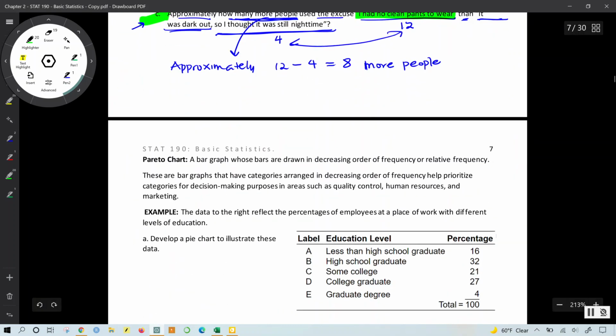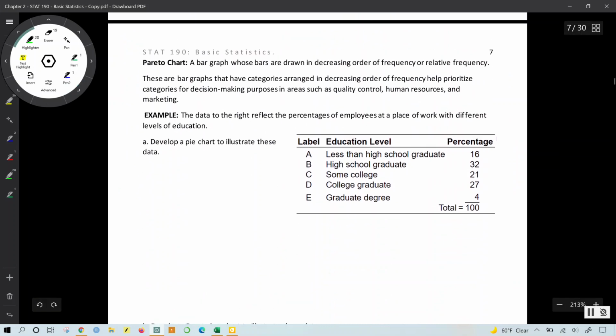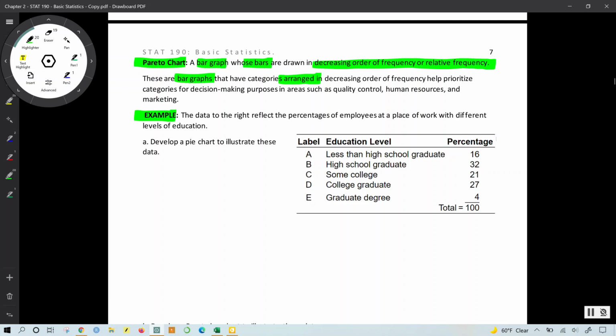And we proceed then to another concept, and that's the Pareto chart. The Pareto chart is just a variant of a bar graph or bar plot whose bars are drawn in decreasing order of frequency or relative frequencies. This means that the bars in the Pareto chart have been arranged according to their sizes, starting from the biggest to the smallest. So let's show an example of this.